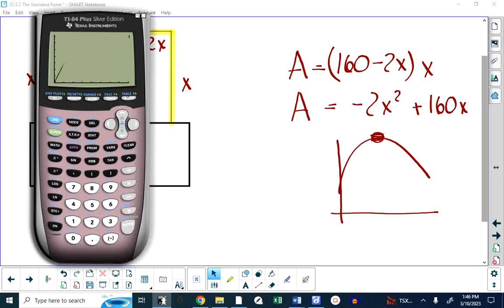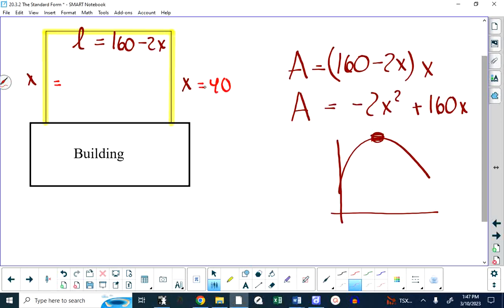Yep. I find not the intersection. I find the maximum, left, right, enter. Oh, this time x is 40 as well. But it's not going to be 40 by 40. If we look at this, if this is 40 and this is 40, that means this is 80. You've got 80 left. 40 times 80 gives you that maximum area of 3,200.